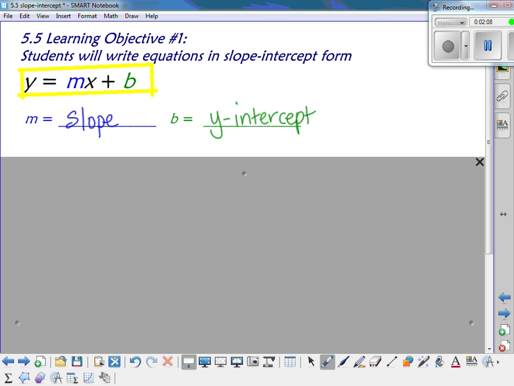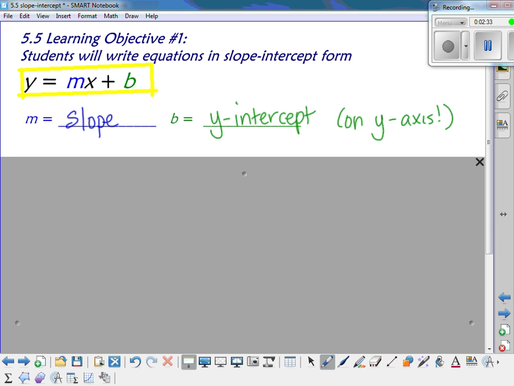Which axis is the y-intercept on? It's not a rhetorical question. Which axis? Everybody? Y. Yes, it's on the y-axis. Okay, so keep that in mind when we get to graphing these. It's on the y-axis, not the x-axis.